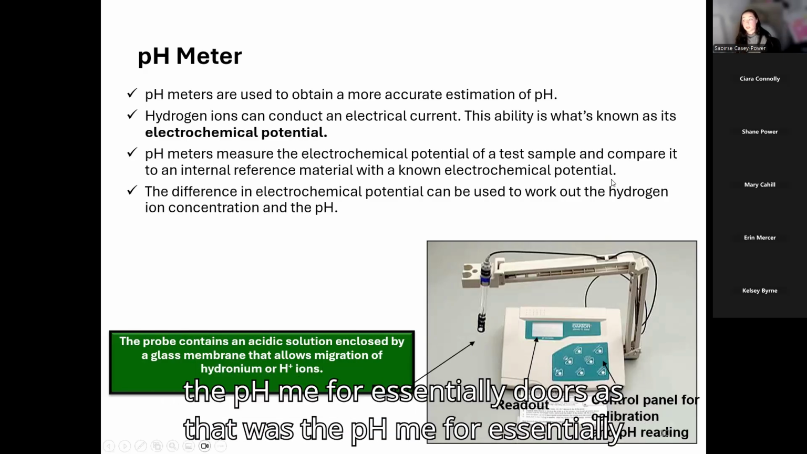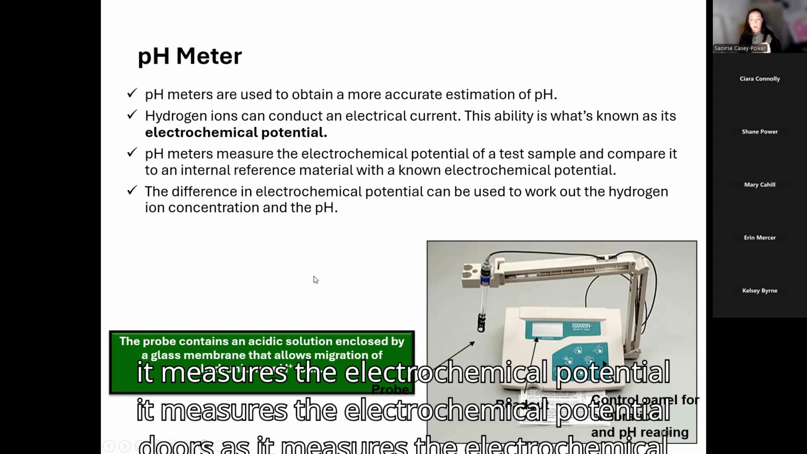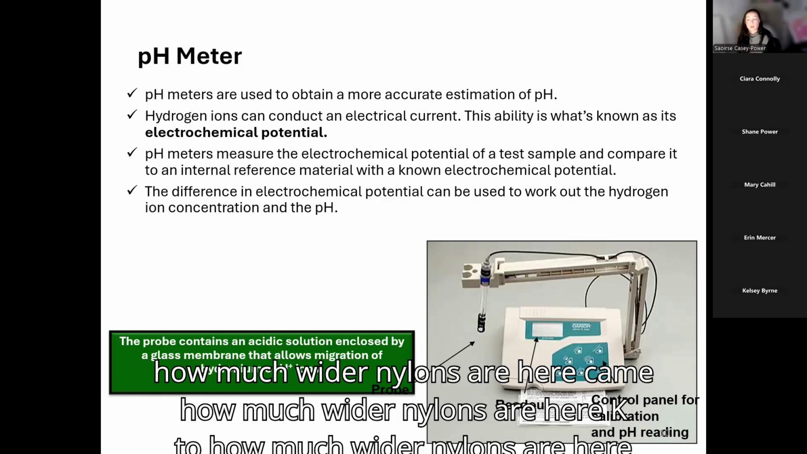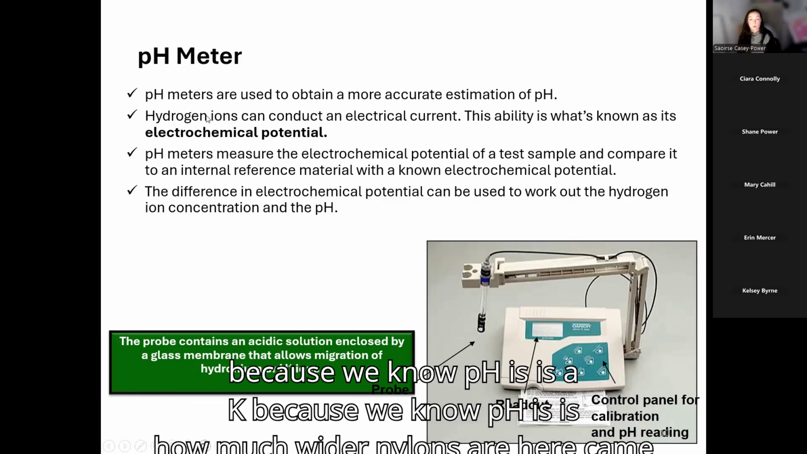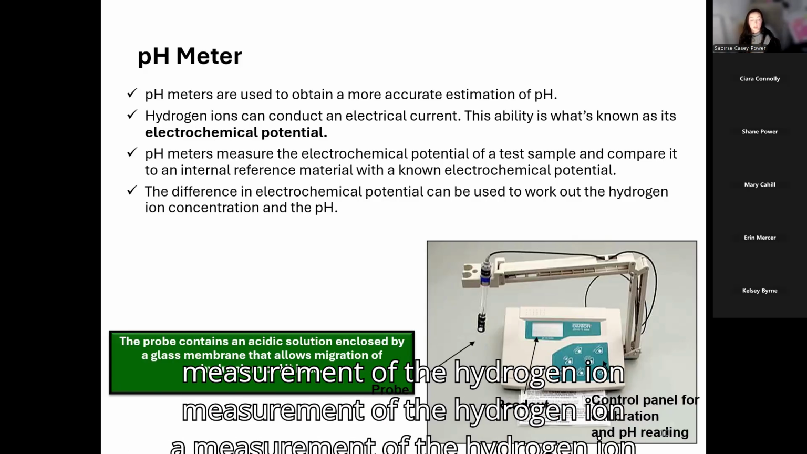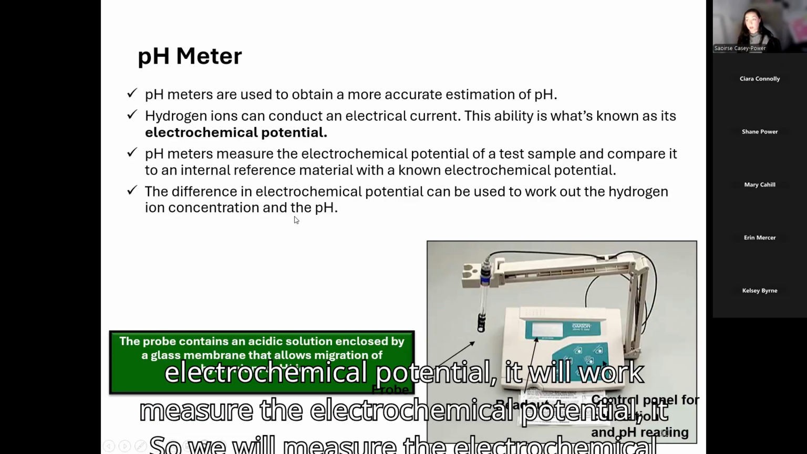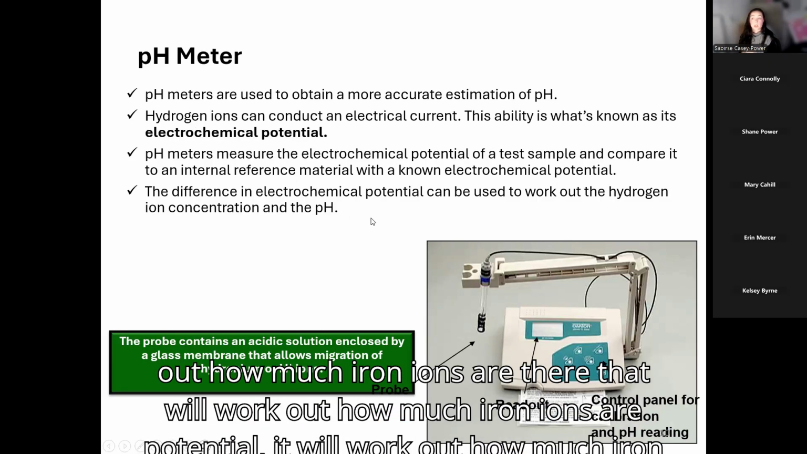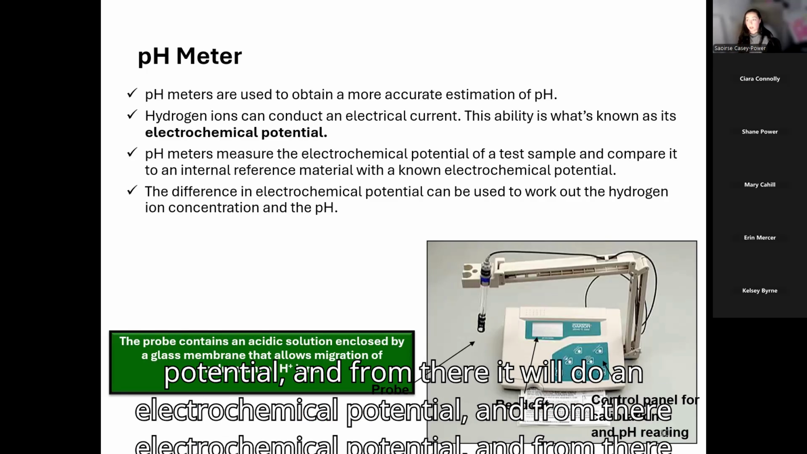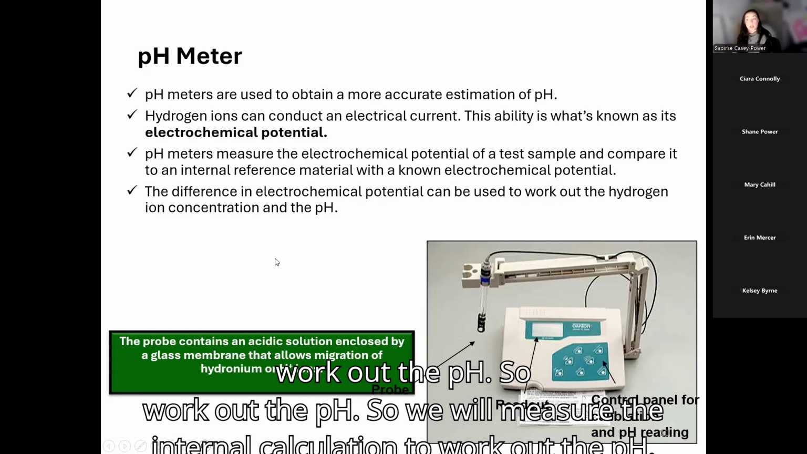What the pH meter essentially does is that it measures the electrochemical potential of your solution. It equates it to how many hydrogen ions are there, because we know pH is a measurement of the hydrogen ion concentration in solution. So it will measure the electrochemical potential, work out how many hydrogen ions are there that are resulting in that electrochemical potential, and from there, it will do an internal calculation to work out the pH.